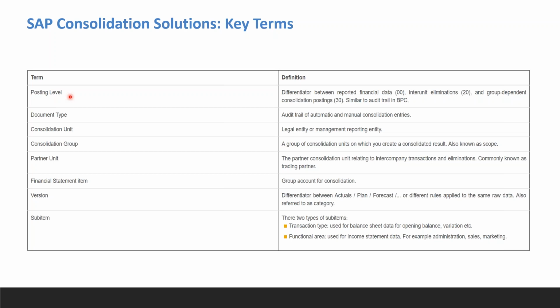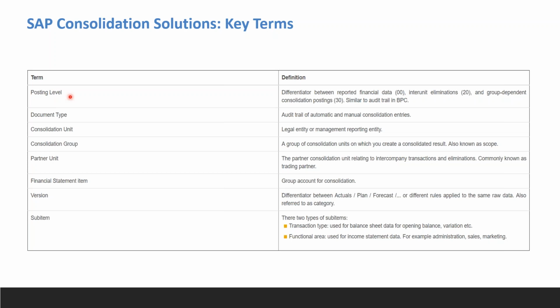And document type. For every posting, we need to have a document, right? It's the same concept as in S/4HANA Finance. For every transaction we have the document type as well. So the document type and the posting level will remain the same, and we are going to assign the posting level in the document type.